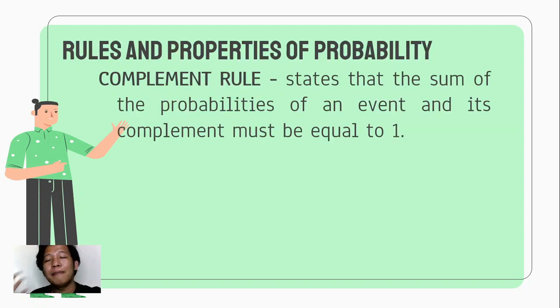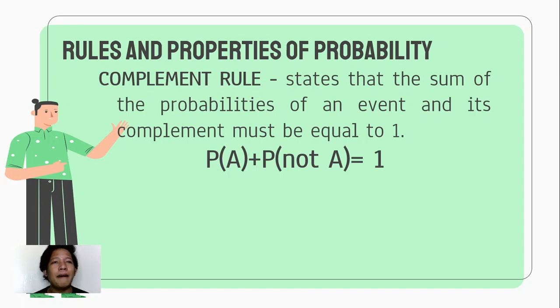And lastly, we have the complement rule. So the complement rule states that the sum of the probabilities of an event and its complement must be equal to 1. Ano pong ibig sabihin nun? Let's say, for example, we got the probability of getting a heart sa isang deck. Probability of getting a heart is 13 over 52. So what is the probability of not getting a heart? So, ibig sabihin, yung ibang card. So, that is 1 minus 13 over 52. So that would be what? That would be 39 over 52 kasi yun yung hindi heart. Okay, so yun lang po yung tinatawag natin na complement rule. And that's how we have the probability.